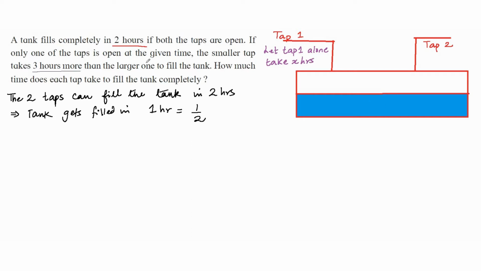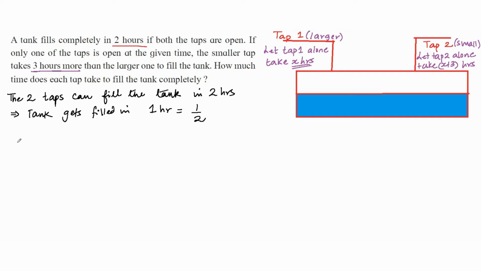Okay. So now it's given that the smaller tap takes 3 hours more than the larger one. So again, let's assume that tap 1 is the larger one, so tap 2 is the smaller one then. It's given that tap 2 takes 3 hours more than tap 1 to fill the whole tank. So if tap 1 is taking x hours, tap 2 is going to take 3 hours more. So I can say let tap 2 alone take x plus 3 hours to fill the whole tank, right?